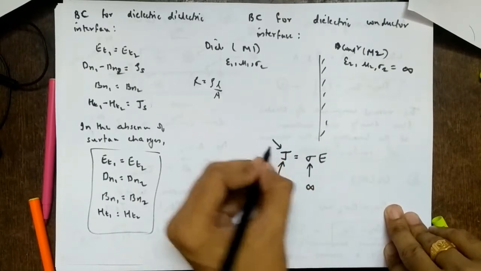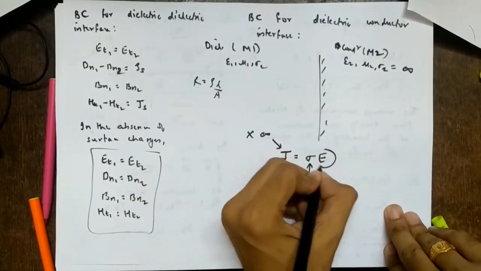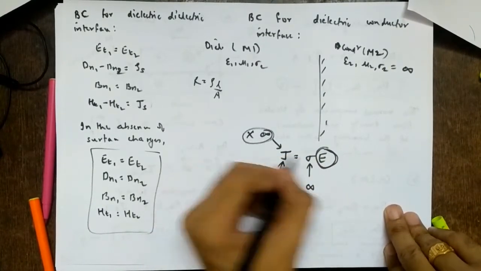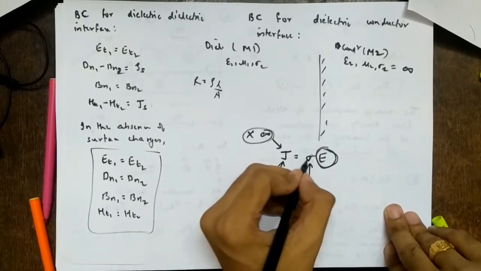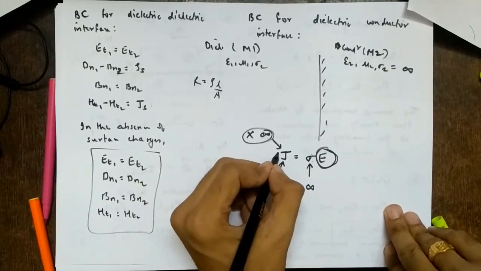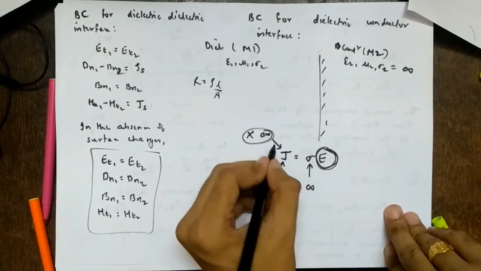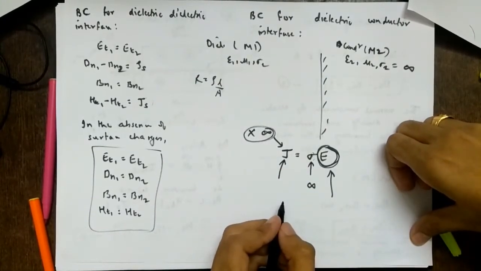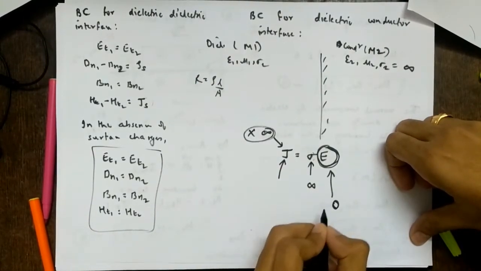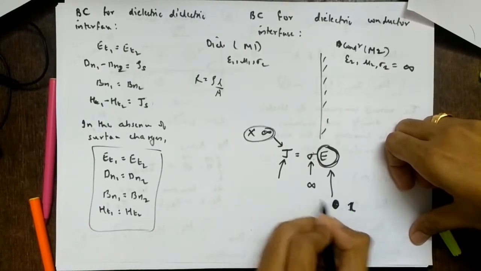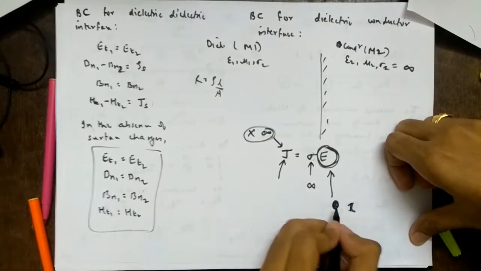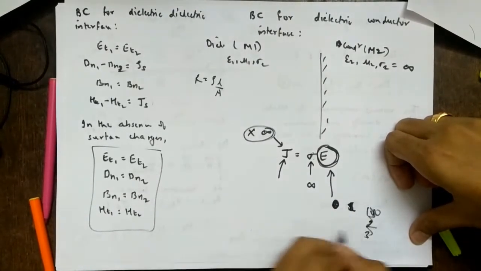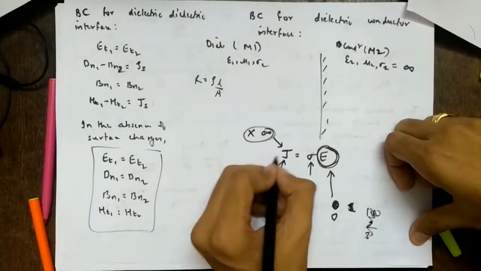Since this cannot be infinite, what will be the value of the electric field such that J does not become infinite? Because you cannot change this sigma. Sigma is already infinite. So what should be the value of E such that J does not become infinite? Just think basic mathematics. It should be 0, because if you have a finite value, let's say 1 also, the multiplication will be infinite only. If you take 100 or 2, 3, it will be infinite only. So for that it has to be 0. So infinity into 0 will give a finite value.